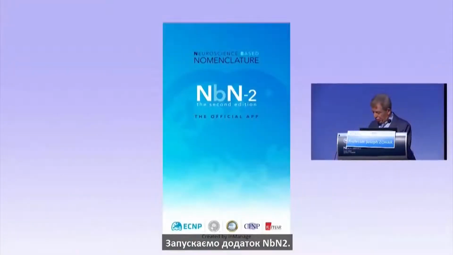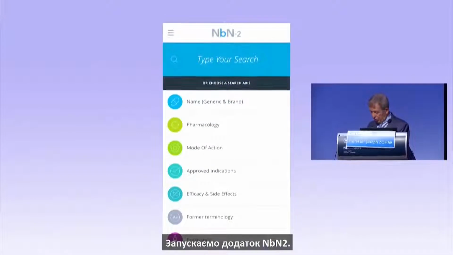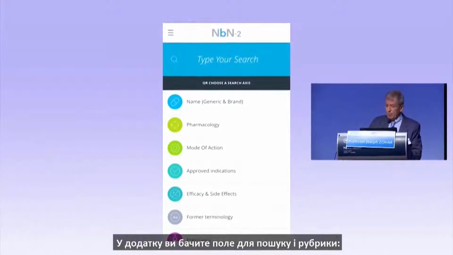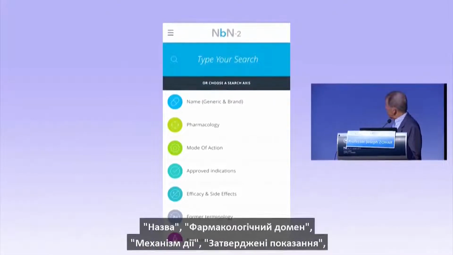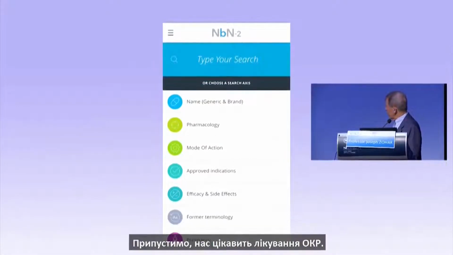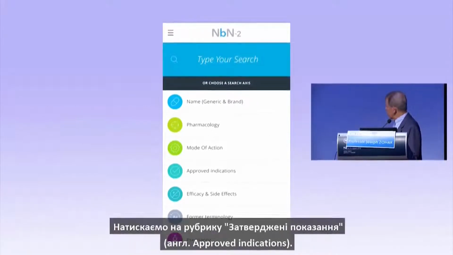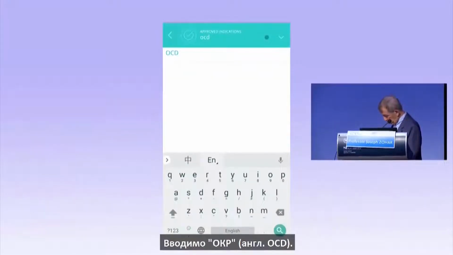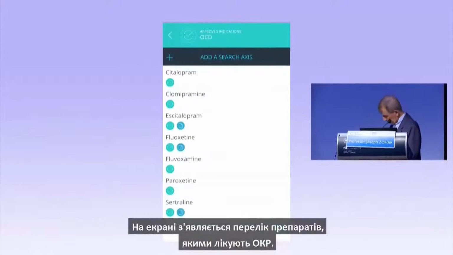We start by pushing on NbN2, and then you get all these lines there. You get name, type your search, name, pharmacology, mode of action, approved indication, efficacy and side effect, former terminology, and so on. Let's say we'd like to focus on medication that works for OCD. So we push on approved indication, and then we type OCD. So now we are getting all the medication that works for OCD.